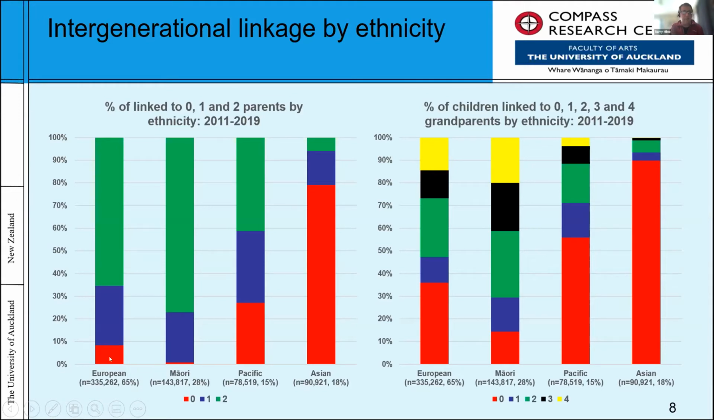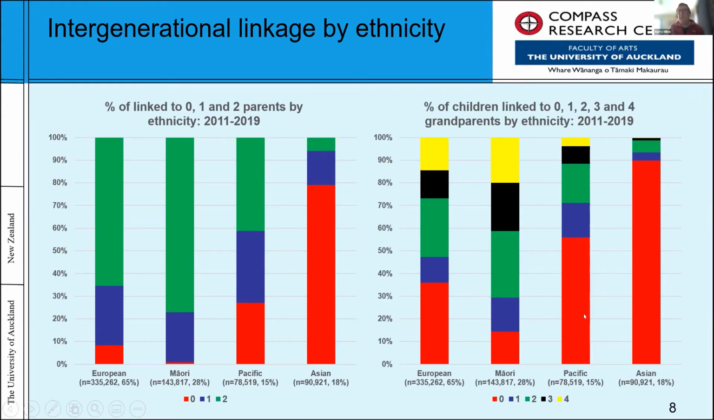And the extent to which you'll find 0 in red, 1 in blue, or 2 parents back in the birth record. So you've identified a child born between 2011 and 2019. Can we also find how many of their parents we can find in the birth records as well? And you'll see big differences there where, so Asian New Zealanders, for instance, it's relatively very unlikely to find 2 parents in the birth records, and quite uncommon to find even 1. Whereas for the Māori population, and closely followed by the European population, virtually all, you can find at least 1 parent in the birth records.